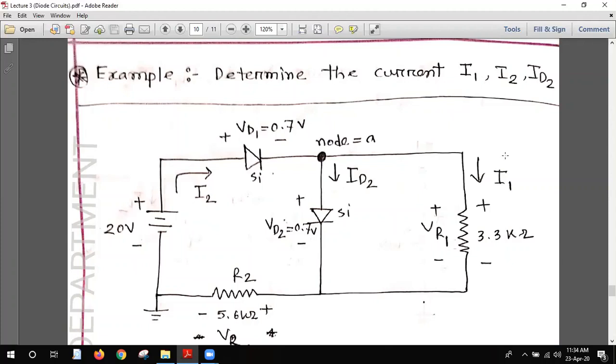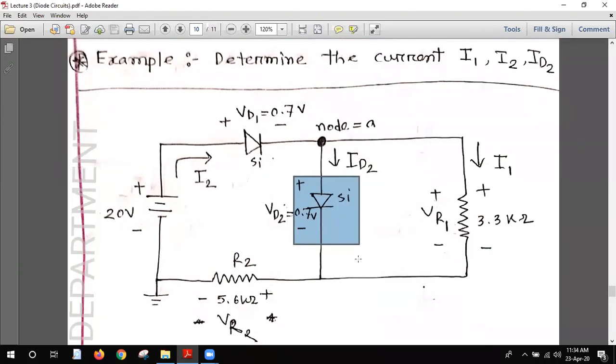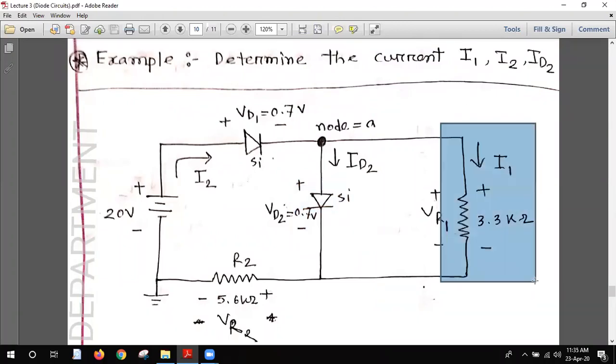You see the configuration. There are two diodes. One diode is here, one diode is here, and both diodes are in forward biased condition. So we need to find out the currents I1, I2, and ID2. What is I1? I1 is the current across VR1.